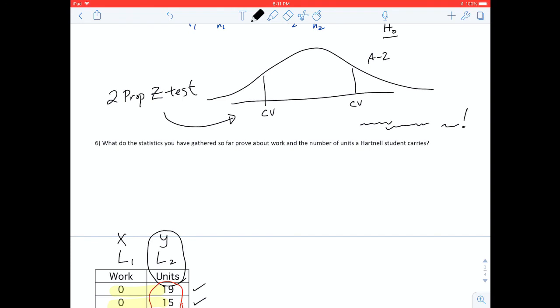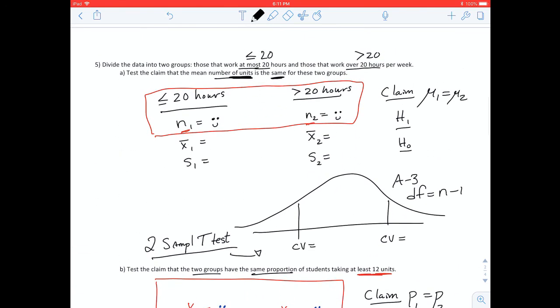And then finally, a general conclusion. What does this say about work and the number of units? I think the one that addresses that the best is this one right here, part A. So I think your conclusion would be based on that.